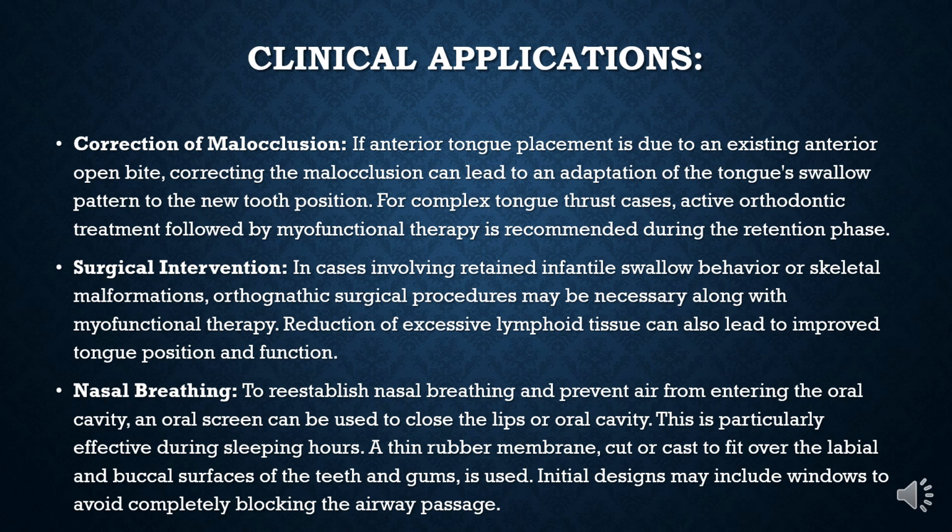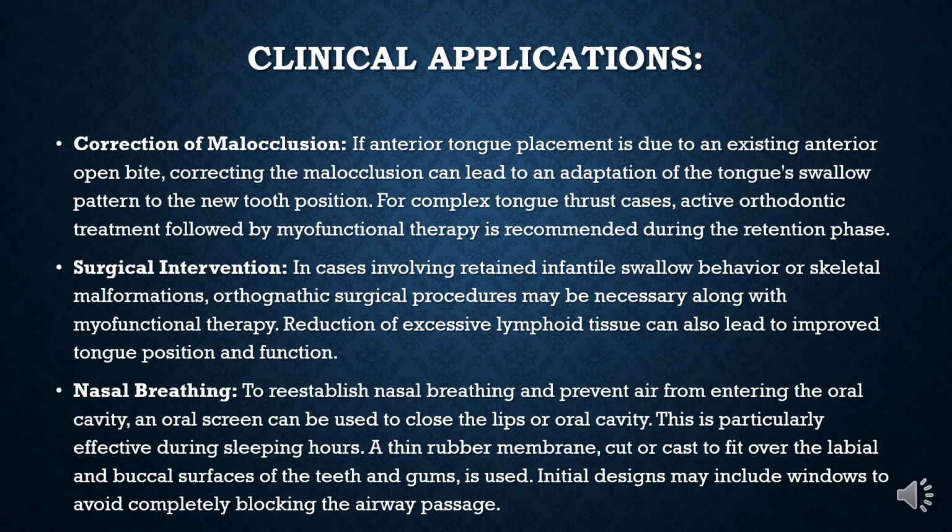Next is surgical intervention. In cases involving retained infantile swallow, behavior or skeletal malformations, orthognathic surgical procedures may be necessary along with myofunctional therapy. Reduction of excessive lymphoid tissue can also lead to improved tongue position and function.